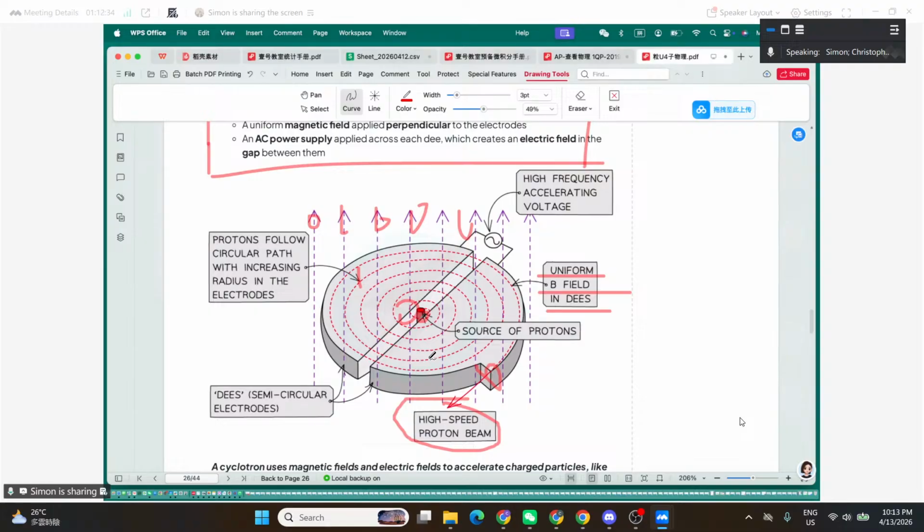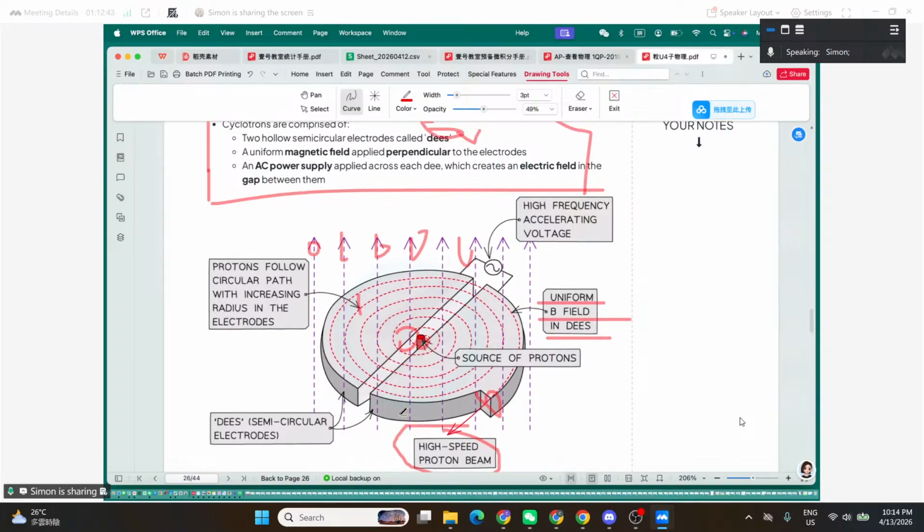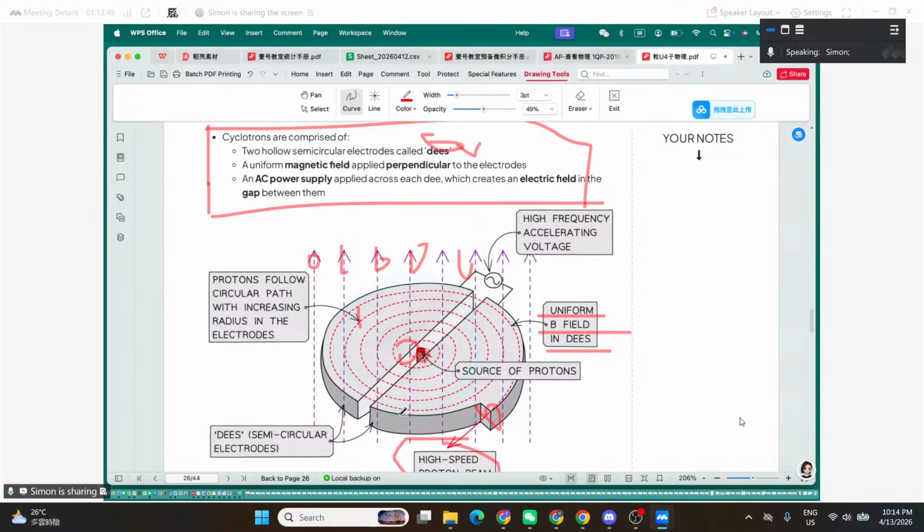Okay, because in the bottom we have the source. The source is another piece of equipment that will provide the electric field or the magnetic field. Understand?